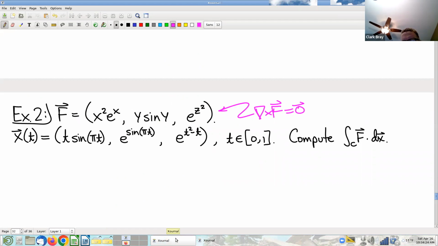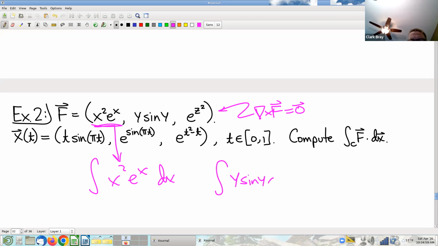Here's the thing, though. If I were to use the fundamental theorem of line integrals here, my first step would be to take the anti-gradient, in which case I would need to compute the x anti-partial of x squared e to the x. Not that I can't do that, but that's annoying. That's integrating by parts twice. And then I'd have to take the y anti-partial of y sine y. Worse things have happened. I guess I could do that.